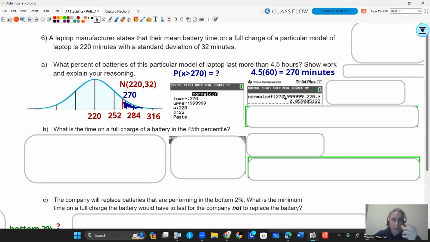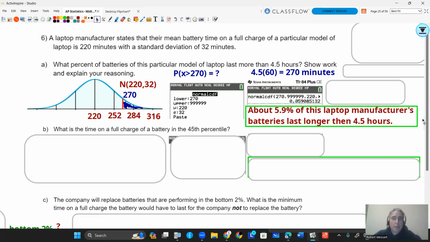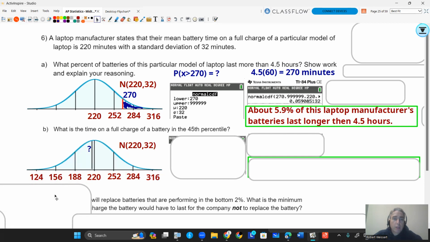And finally, write a sentence. Use context. So about 5.9% of this laptop manufacturer's batteries last longer than 4.5 hours. Part B. What is the time on a full charge of a battery in the 45th percentile? So the 45th percentile, you're looking at a little bit below the middle of it, so the mean. So somewhere right around there. I want to know, what is that X value? Maybe it's like 210, 205, not really sure.